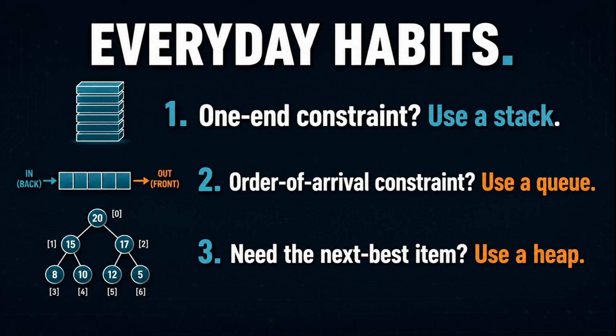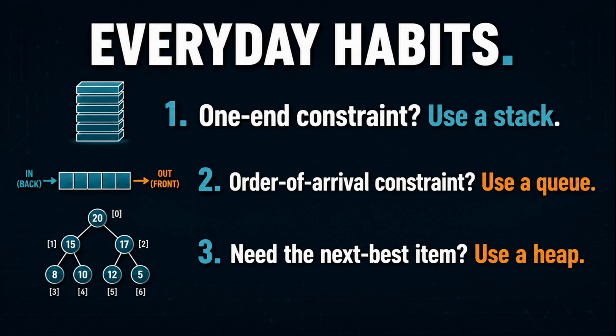So the practical version: when you have a one-end constraint and you only care about the most recent thing, use a stack. When you have a strict order of arrival constraint, use a queue. When you need the next best item by some priority, and the priority can change as new items arrive, use a heap. And when you find yourself iterating to find the K largest or K smallest items, that is a heap of size K, not a sort.